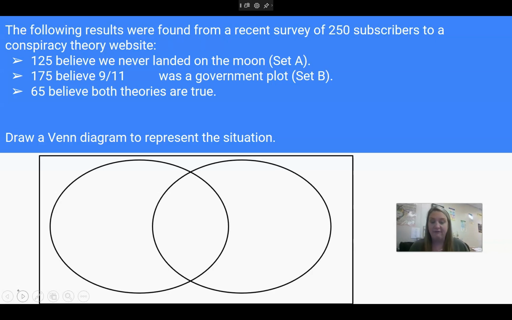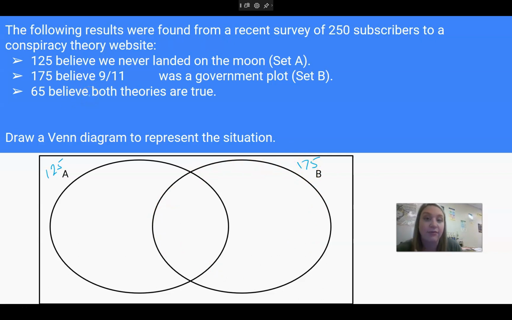All right, so I have my sample space. We have our Venn diagrams. Okay. I'm going to go ahead and label one of those circles A, one of those circles B. All right, so how many total people believe we never landed on the moon? Okay, well, that was 125 people, right? So everything in my circle A should add up to give me 125. And then it said 175 believe that 9/11 was a government plot. So everything in circle B should add up to give me 175, right?